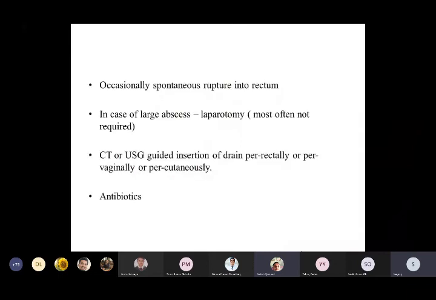Occasionally spontaneous rupture into the rectum can occur, and in case of a large abscess, laparotomy might be needed. CT or USG guided insertion of a drain per rectally, per vaginally or percutaneously can be done, and of course antibiotics.